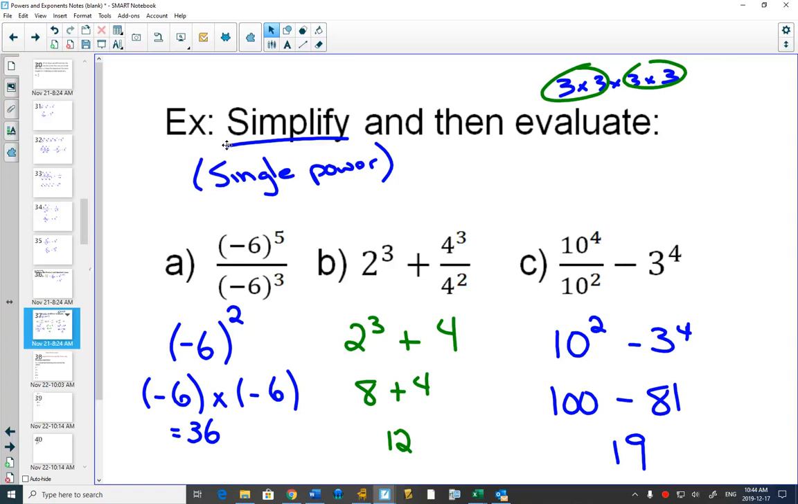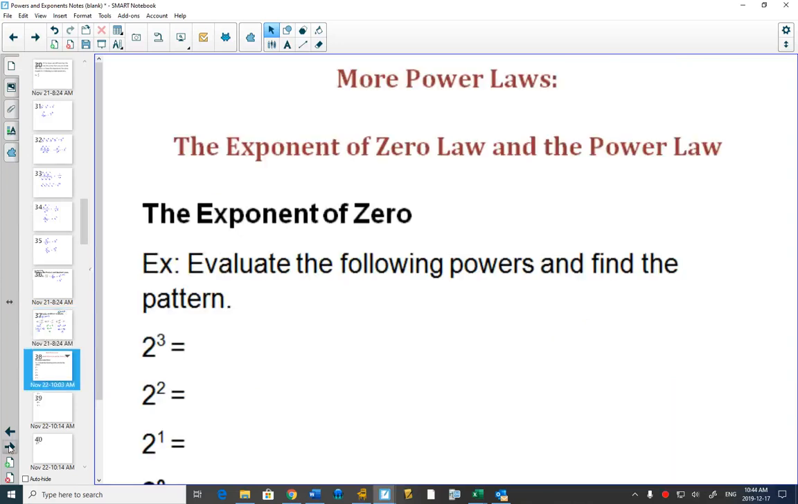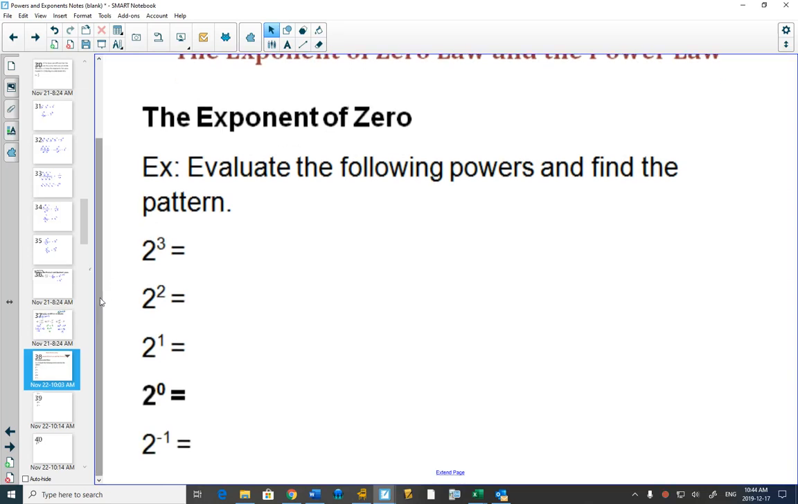Okay. Our next exponent law is the exponent of 0. What happens when you have an exponent of 0? Well, we're going to look at these, and we're going to see if you can figure out a pattern to figure out what 2 to the 0 is and what 2 to the minus 1 is, because we haven't done those yet. But 2 cubed, we just said, was 8. What's 2 squared? 4. 2 to the 1 means you just have 1 2. It's equal to 2.